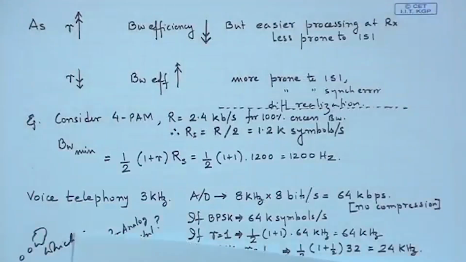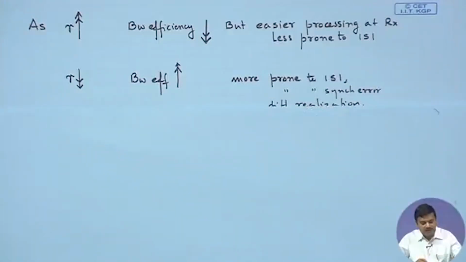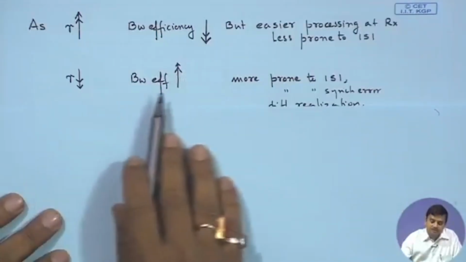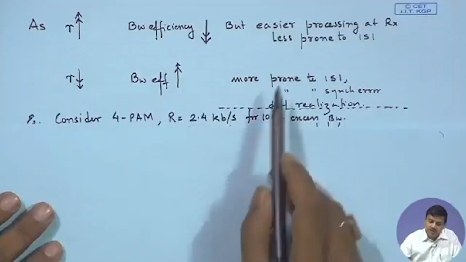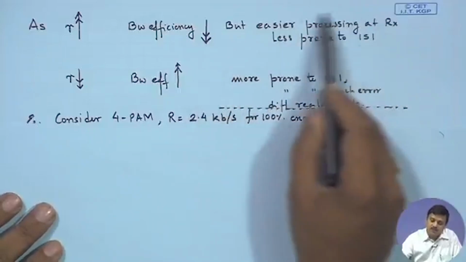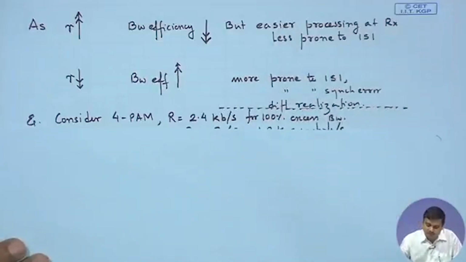So, what we see from what we have discussed till now is, as we increase the roll-off factor, the W becomes larger, and we get excess bandwidth. R is the fraction of excess bandwidth. Our bandwidth efficiency decreases, as we have already stated. In the reverse way, if I reduce this, bandwidth efficiency increases, but it is more prone to ISI. Here it is easier to do the receiver processing, and it is less prone to ISI. So, these are some of the trade-offs which we are usually concerned with.